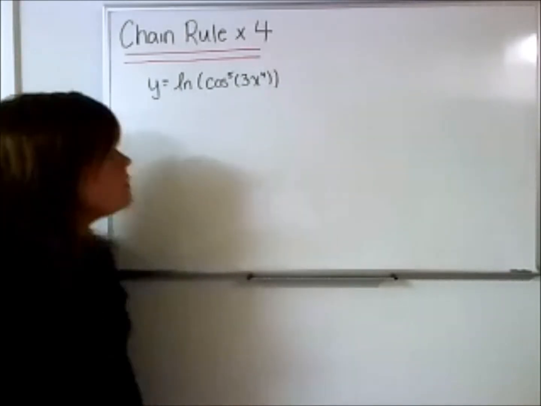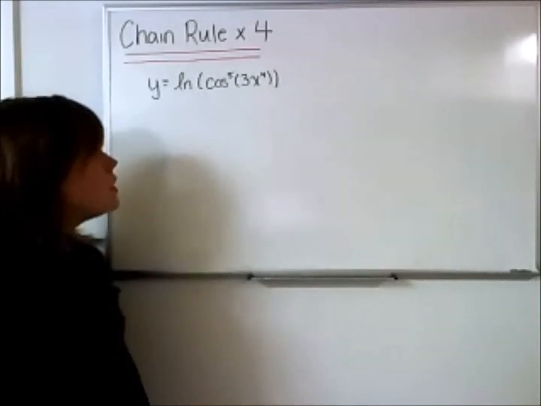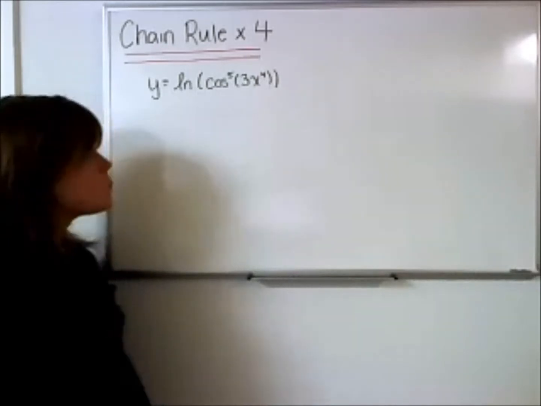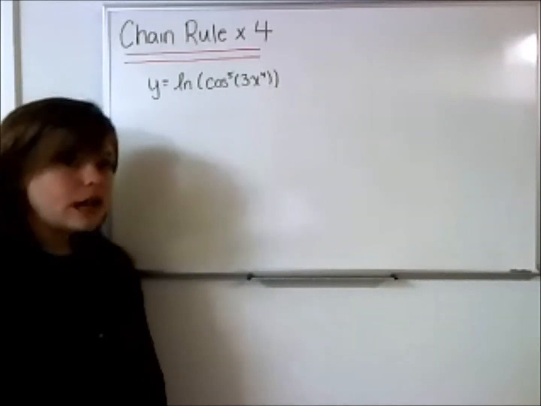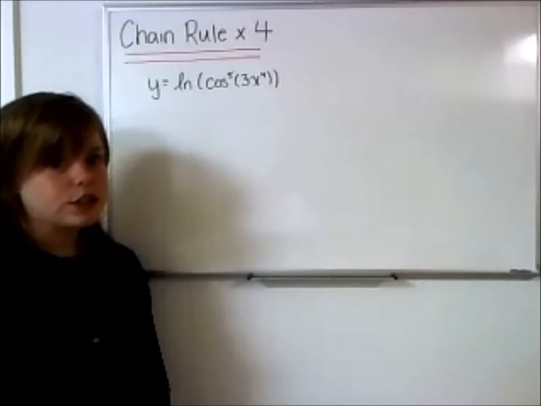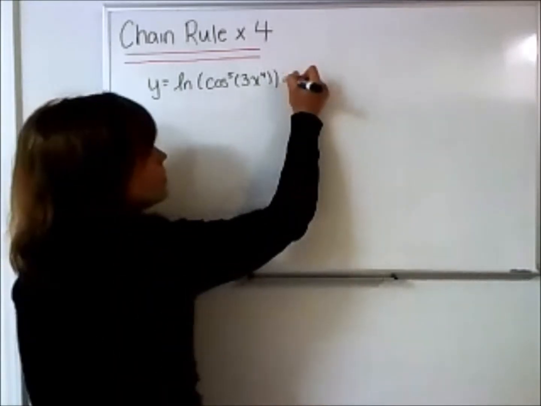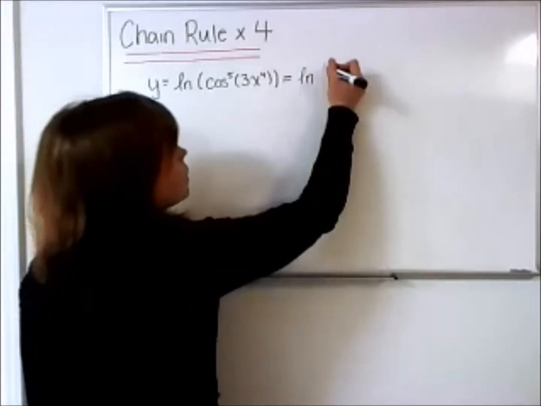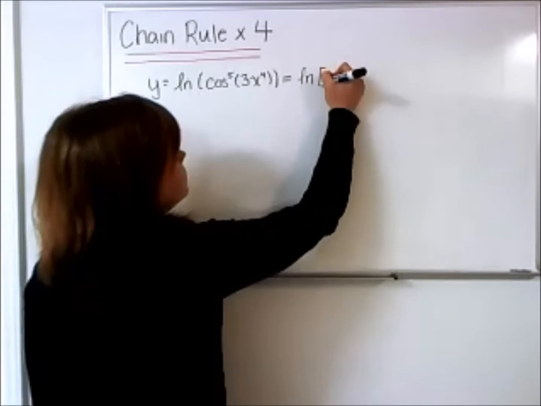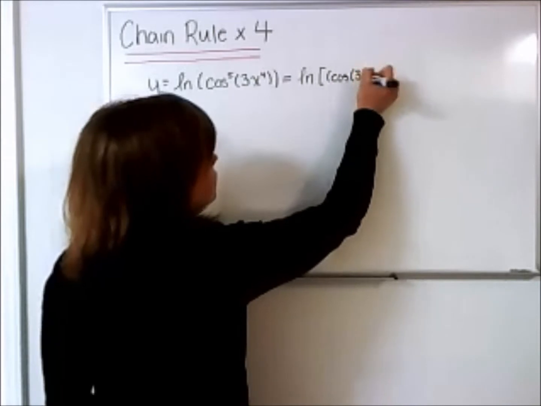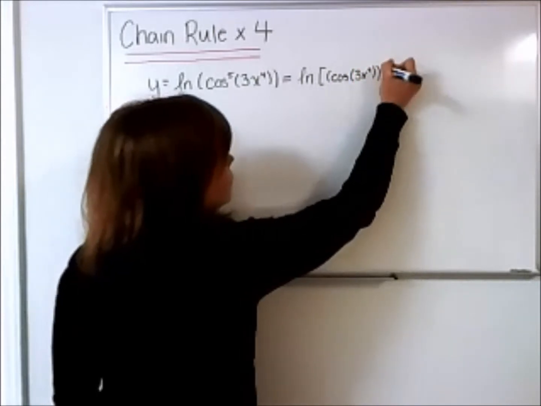The function I've chosen is y equal to the natural log of the cosine of the quantity 3x to the fourth, the whole thing raised to the fifth. So to begin, I'm going to actually rewrite this just a little bit, which will more explicitly show what our four functions are. So I have the natural log, and I'm just changing my set of parentheses. The cosine of 3x to the fourth, that whole thing raised to the fifth.